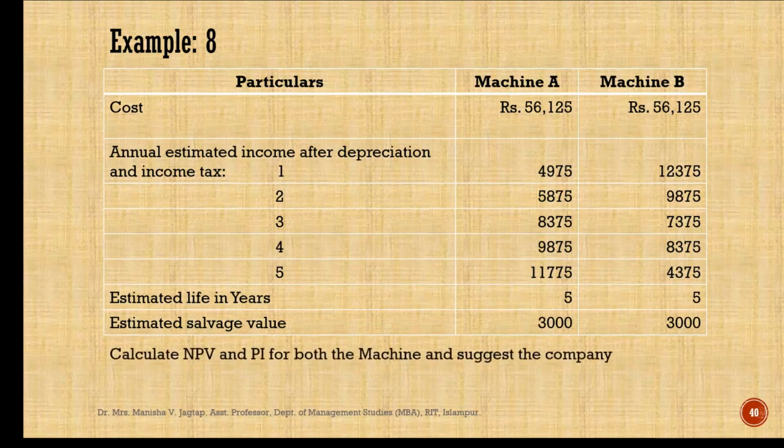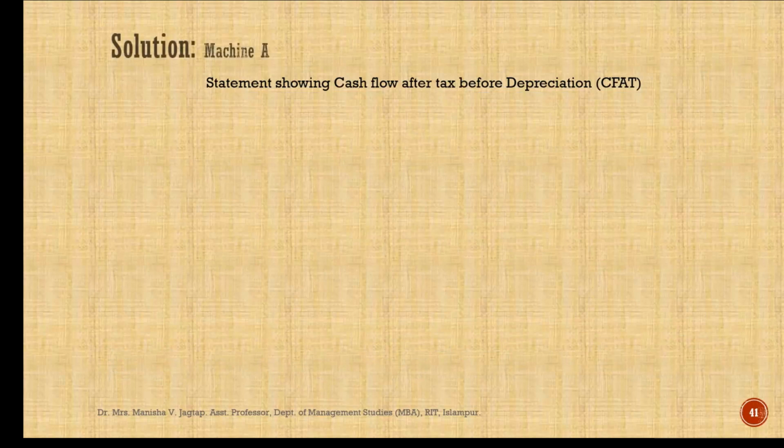So calculate net present value and profitability index for both the machines and suggest the company which one is profitable. And one more piece of information they have given is the cost of capital, 8%. So let us start with the solution.